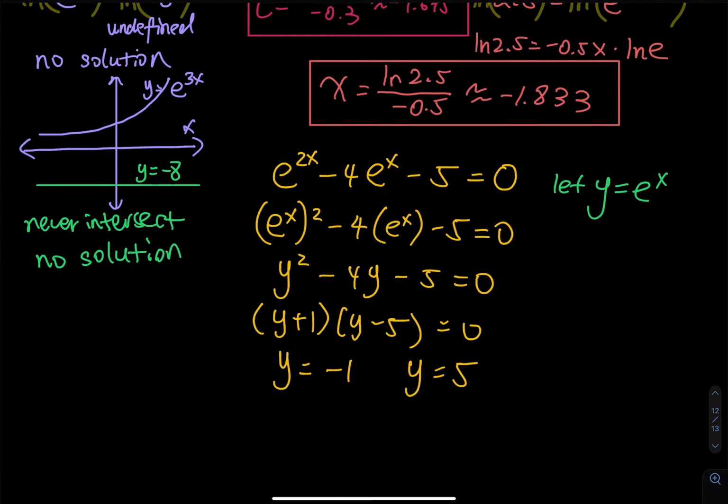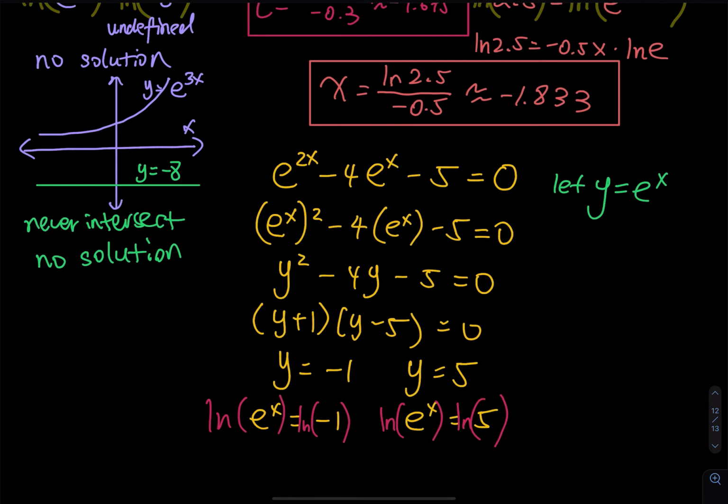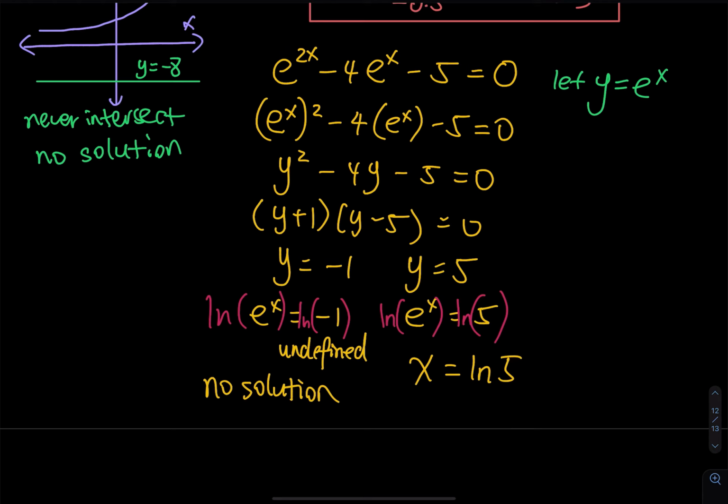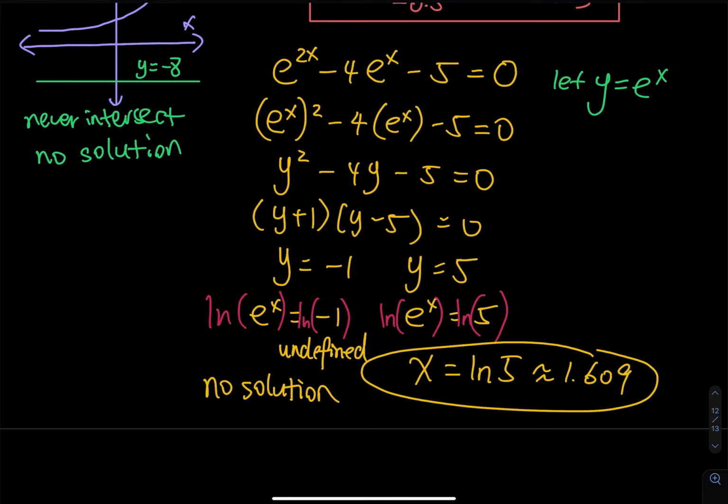And then to solve for x, y is e to the x, so e to the x equals negative 1, and e to the x equals 5, and then you ln both sides, right? Is ln negative 1 defined? So ln negative 1 is undefined. So for the first equation, there are no solutions. And then for the second equation, you bring the x down, so this is just ln 5. And ln 5 is approximately equal to 1.609. So that is the next equation.